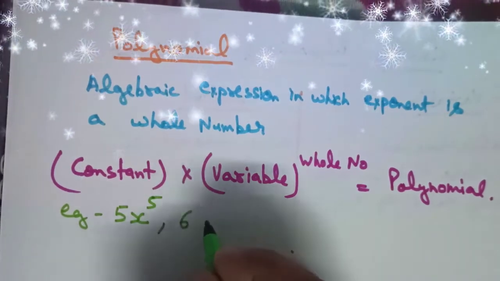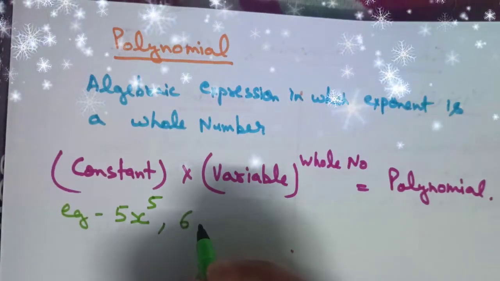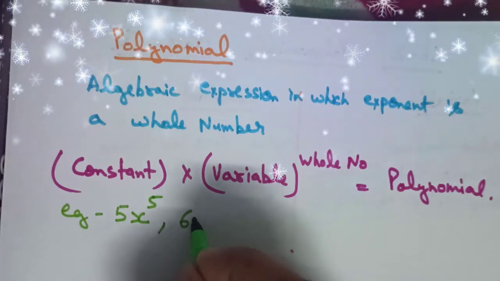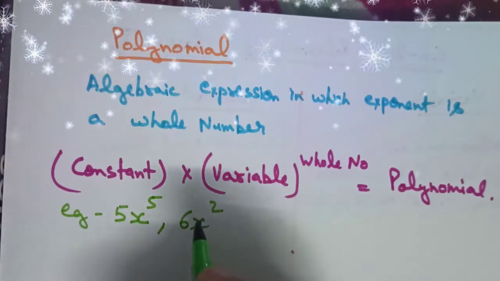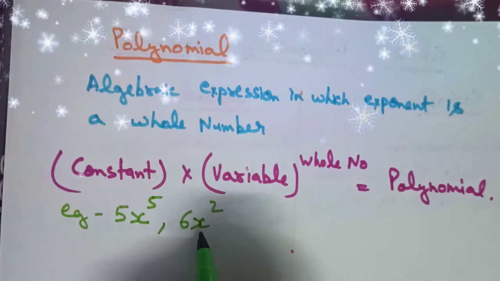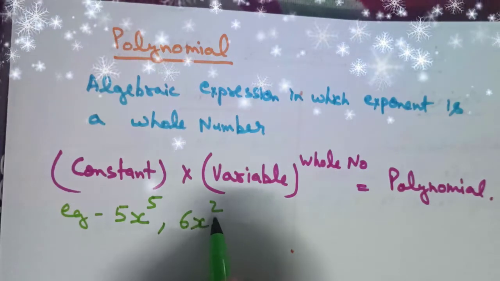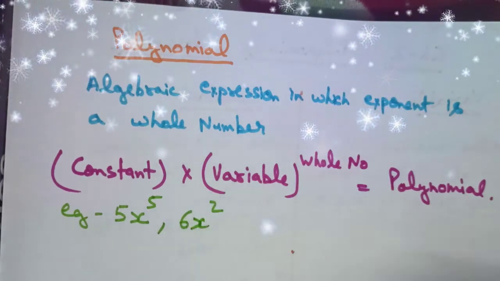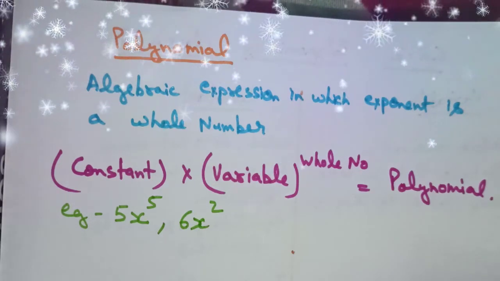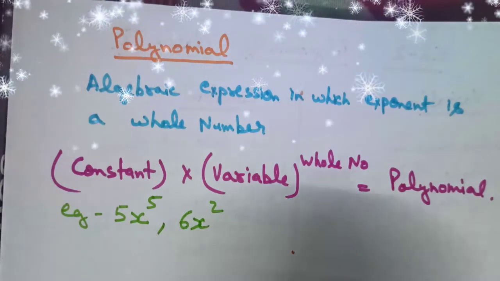Similarly, 6x raised to the power 2. Here 6 is the constant, x is the variable, and 2 is a whole number. So we can say that 6x square is also a polynomial.